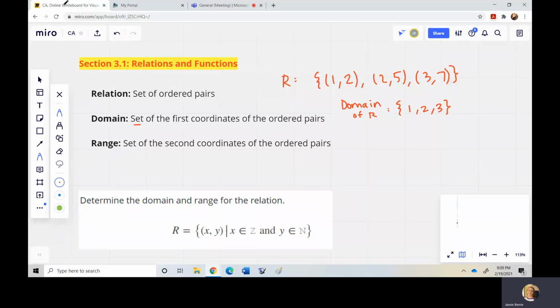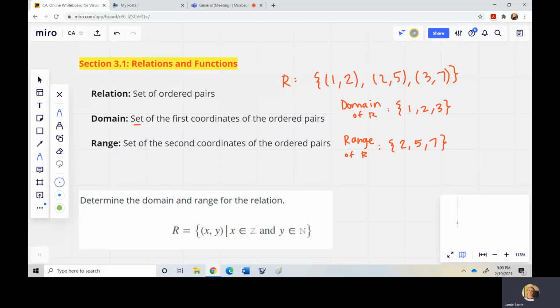They just so happen to be in order from smallest to biggest here. They don't have to be, as long as you get each first coordinate in there. It doesn't matter what order they're in. The range is the set of the second coordinates of the ordered pairs, so that would be 2, 5, and 7. So pretty easy to find the domain and range of a relation.